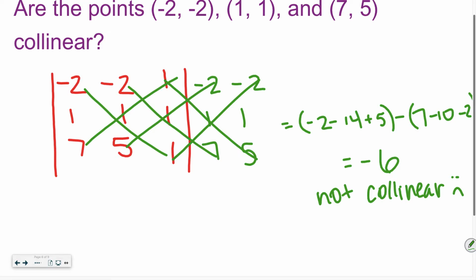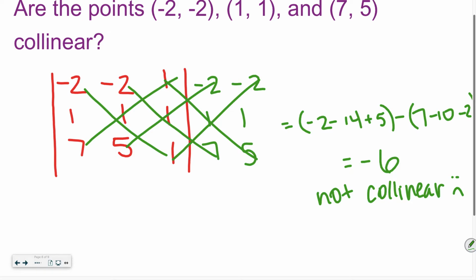If we know that 3 coordinates are collinear, if this matrix is 0, then we can actually use this matrix to write the equation of a line. Talk me through the process. I give you 2 points. How do you write the equation of a line? What do you find first? You find slope, and then you plug your slope into y equals mx plus b. You take a coordinate, you figure out what b is, and then you have y equals mx plus b.